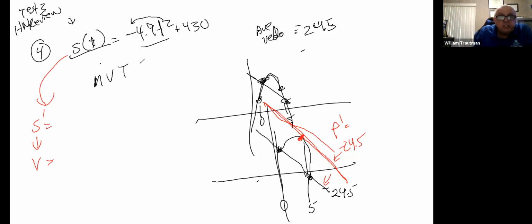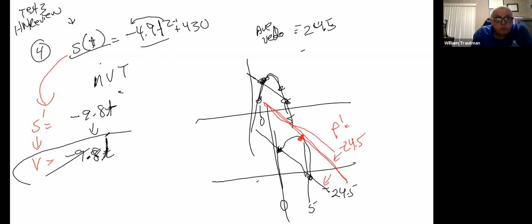If I bring the 2 in front, negative 4.9 times 2 is negative 9.8 t. Subtract 1 from the 2, and you get 1. And then the derivative of 430 is 0. So this is the velocity function, negative 9.8 t. And we want to know what t is. At what time does this equal the same slope? In order for it to be the same slope, the velocity has to be the same.